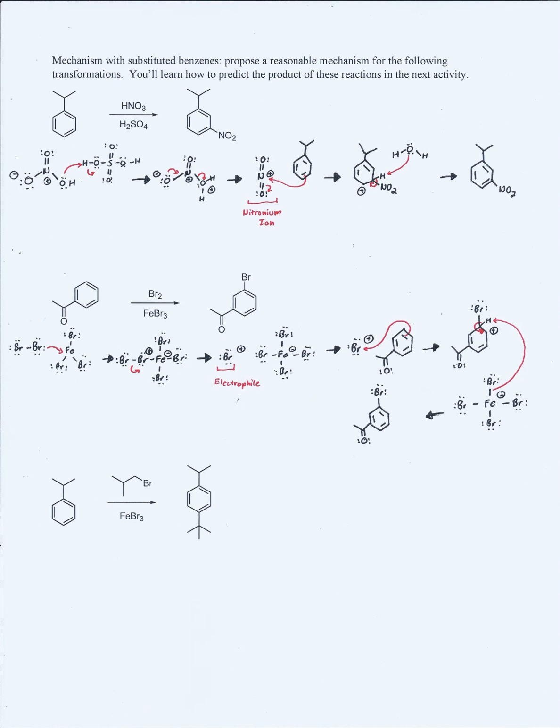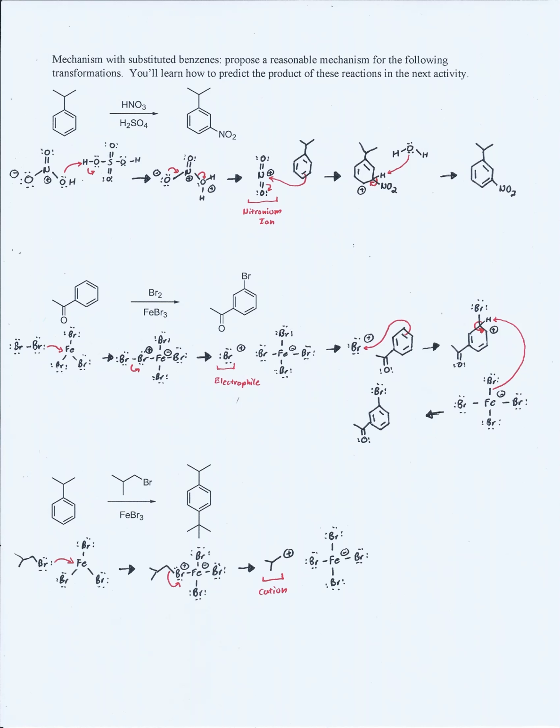The last problem includes an alkyl halide, so this has to be a Friedel-Crafts alkylation reaction. And as before, your first step should be making an electrophile. So the alkyl halide will attack the FeBr3. Then the loss of leaving group occurs, leaving you with a carbocation and FeBr4.